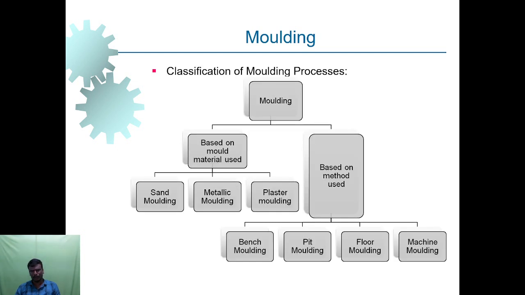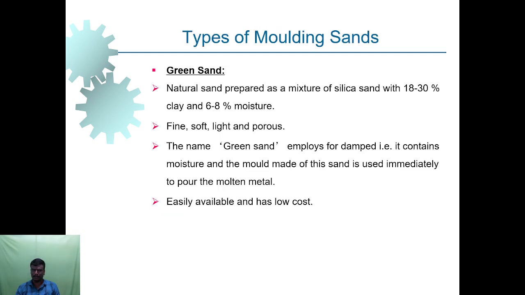In classification of molding processes, the molding is based on the mold materials used. There are three types: sand molding, metallic molding, and plaster molding. Another type is based on the methods used: bench molding, pit molding, floor molding, and machine molding.